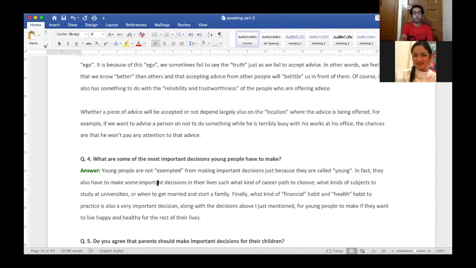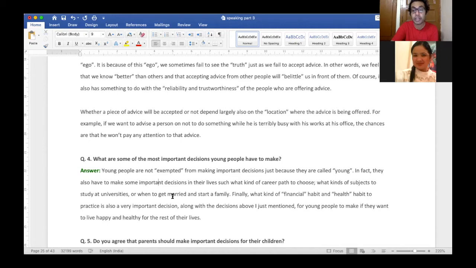So some of the most important decisions that youngsters have to make: career. Career is the most important part. What kinds of subjects to study at universities, which university they want to study in, whether they want to study in their own country or abroad, when they want to get married. Then apart from that, decisions regarding finances, where to invest, how to invest in the stock market, the share market, and property. These are the most important decisions that youngsters need to make.